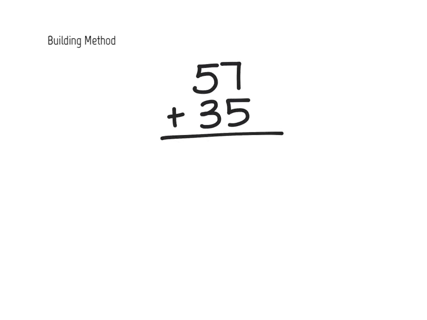All right, I'm going to show you the building method now. So we have our addition equation, 57 plus 35. In the building method, I'm going to start here in my tens place. And remember, since this is in the tens place, this is really 50 and 30. So 50, 60, 70, 80. 50 plus 30 is 80.